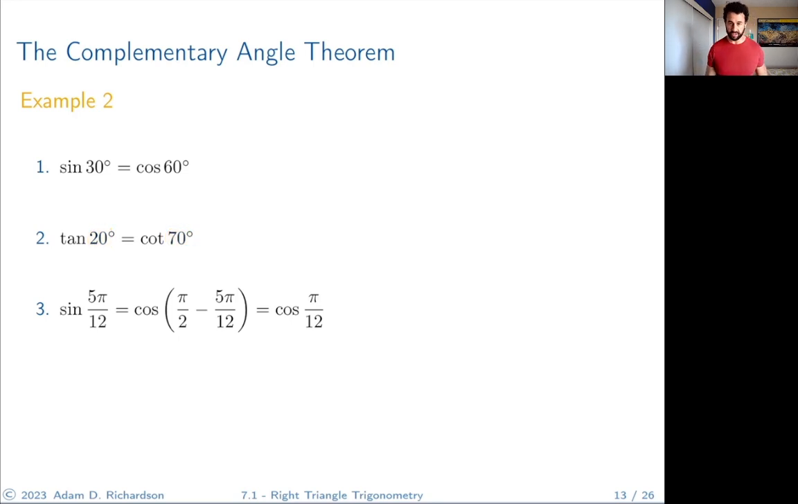And then now we've got this example here. What's sine of 5 pi over 12? Well, that's equal to cosine of pi over 2 minus 5 pi over 12, because that's the complement of 5 pi over 12. And when you do the arithmetic, you get pi over 12. So that tells us that sine of 5 pi over 12 is the same as cosine of pi over 12. In other words, those things are interchangeable. So those values are equal. So you can replace them anywhere you see them appear, which is kind of nice. All right, so that's SOHCAHTOA, that's the complementary angle theorem.